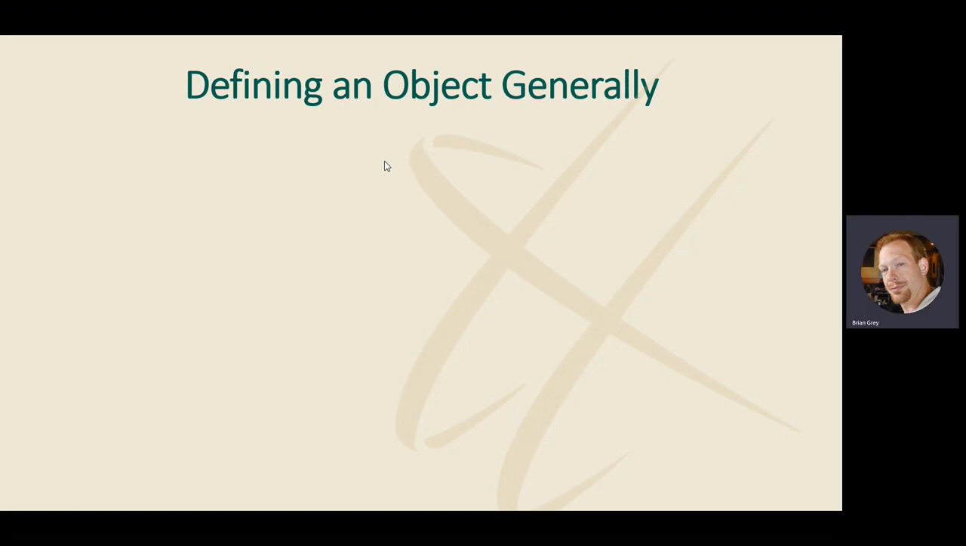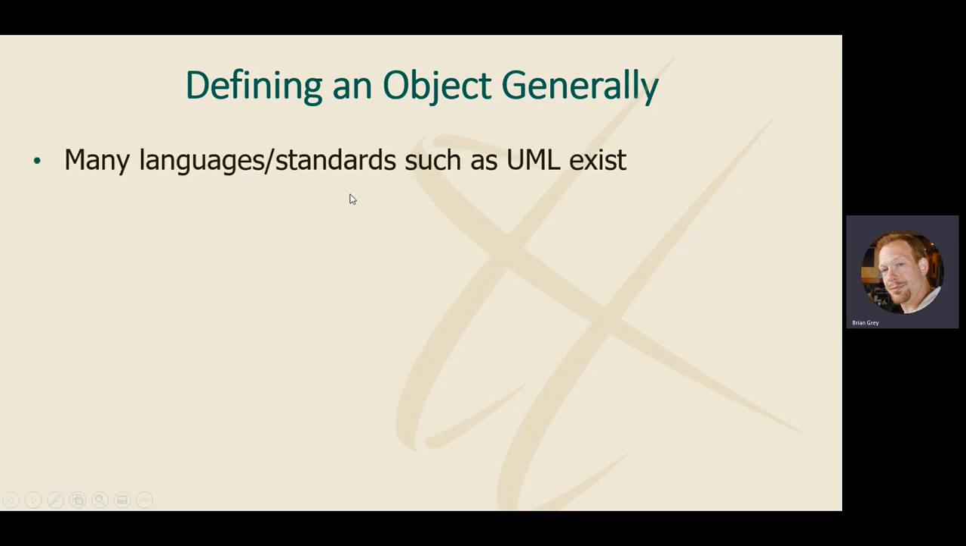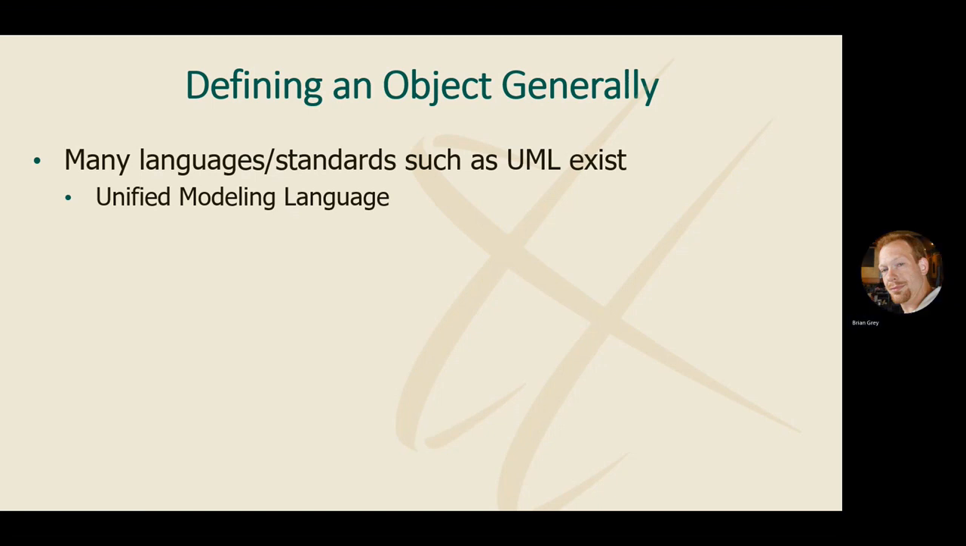So the first thing we need to talk about is designing objects. And there are lots of different languages and standards, like UML, which is a unified modeling language, which can be used to design objects at a very high level. This is something that you really need to start getting used to, is separating the design from the implementation.